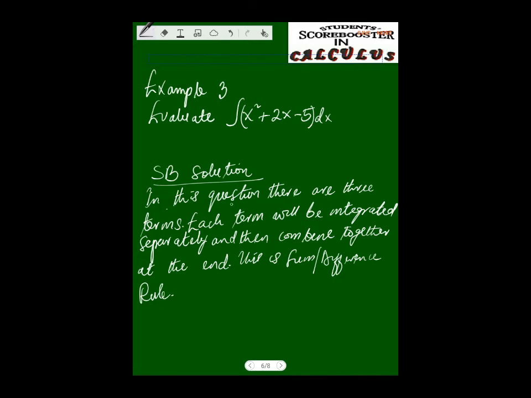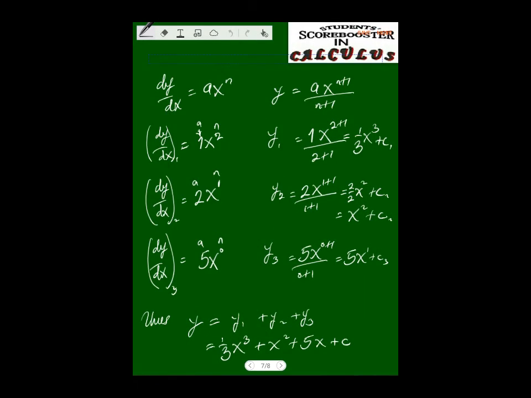You see, in this question, there are 3 terms. That is x squared, 2x, and 5. These are the 3 terms. Each term will be integrated separately and then combined together at the end. So what we are indirectly doing here is applying the sum or difference rules, as we did in differentiation. So this is the solution.